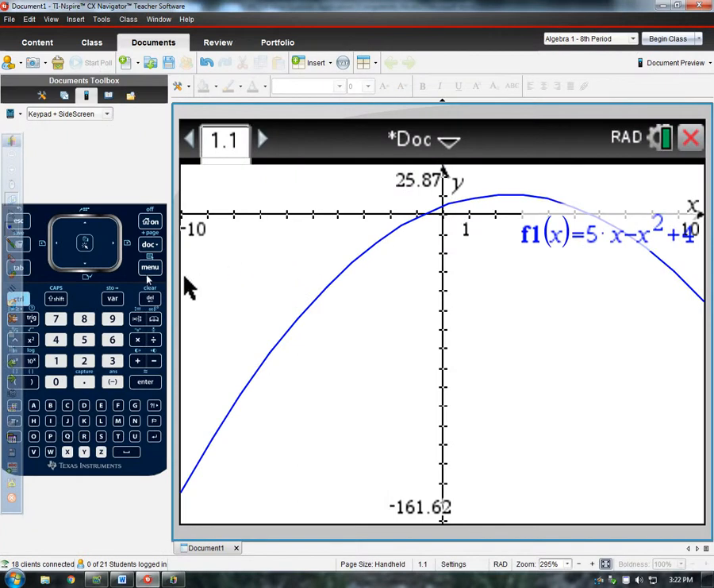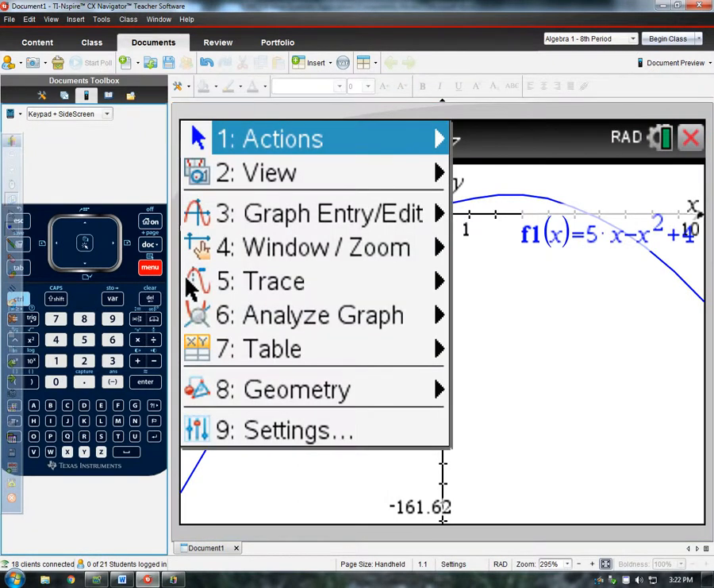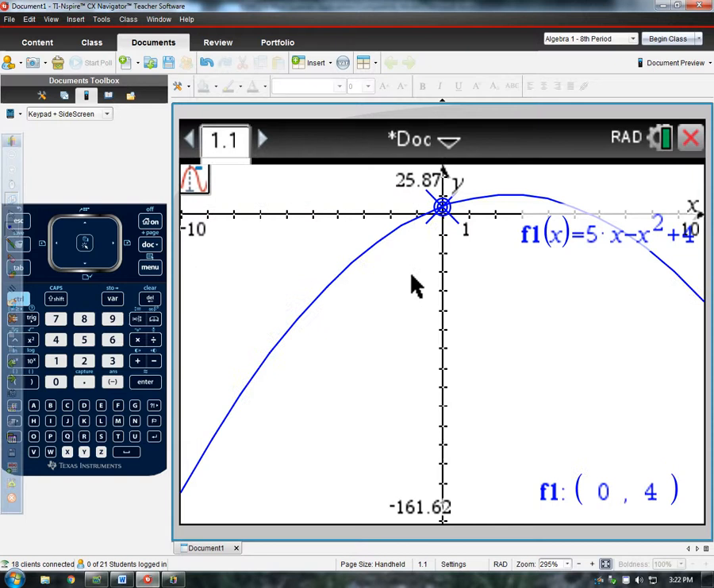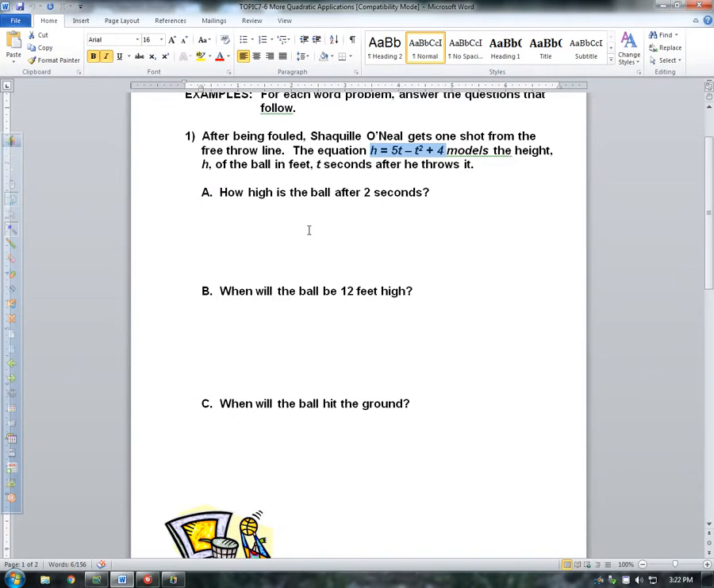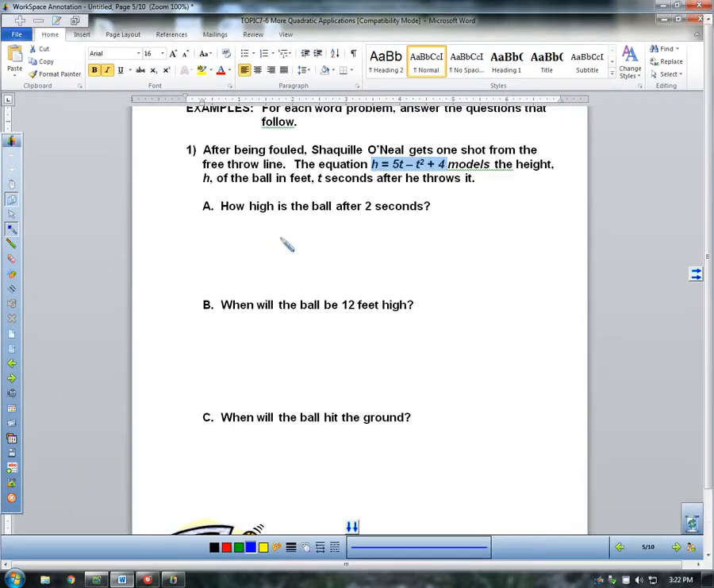So what I'm going to do is go to Menu, Trace, Graph Trace, and I want x to equal 2. If I hit that, it tells me after 2 seconds the ball is at 10 feet. Okay, so we're going to make it at 10 feet.